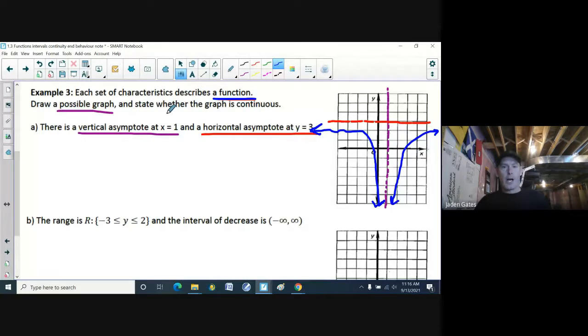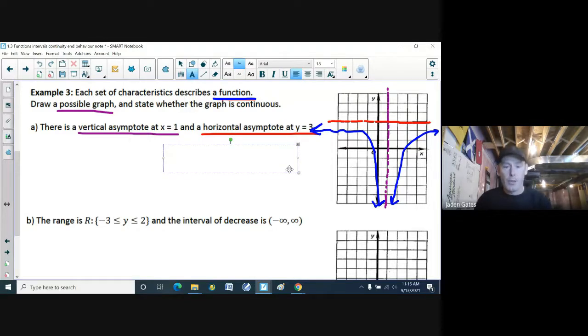All right, is this thing continuous? Could I draw this graph without lifting my pen? No, I couldn't. So that means it is discontinuous.